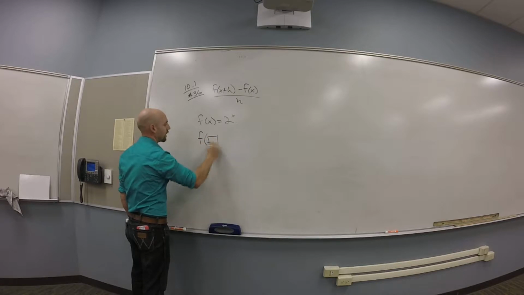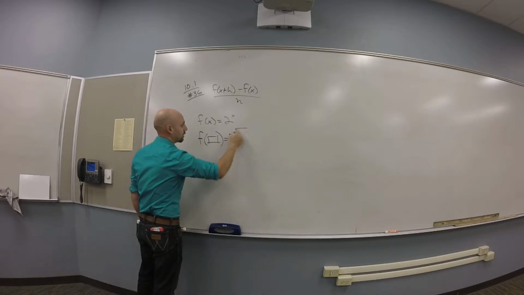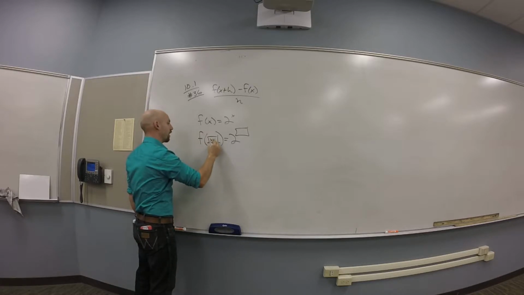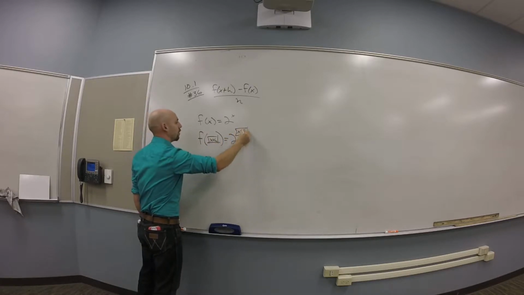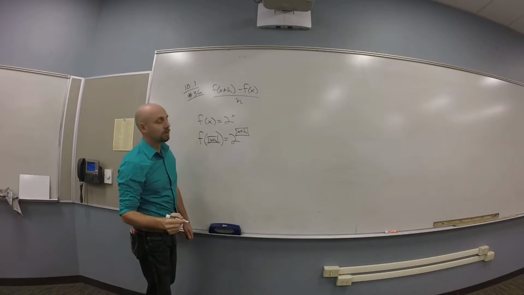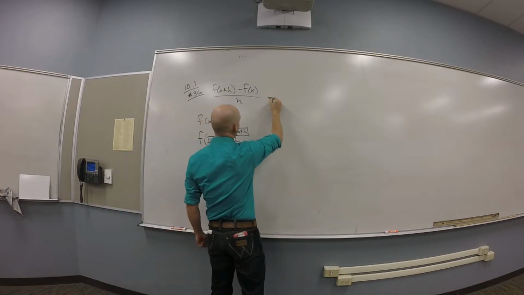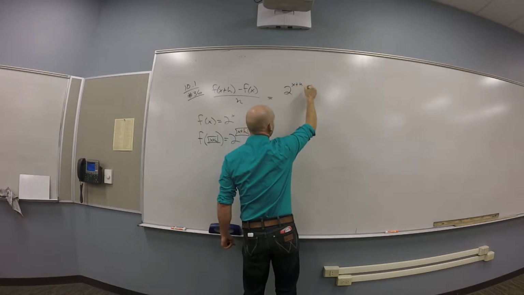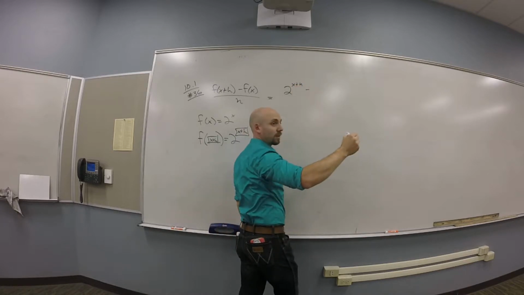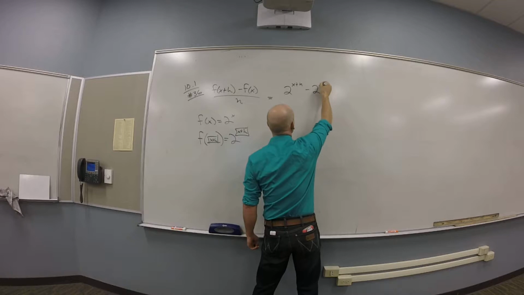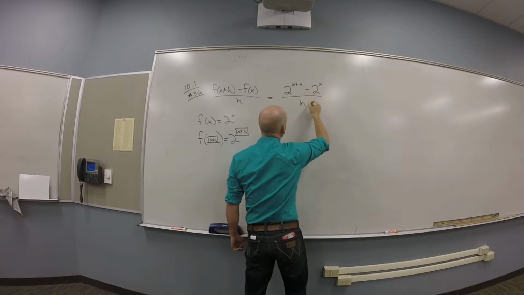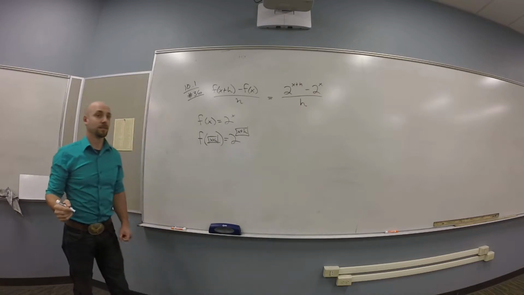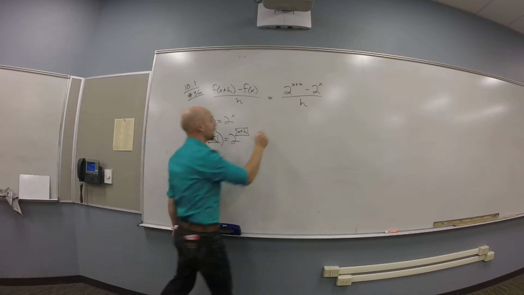So f of stuff is 2 to the stuff, yeah, 2 to the x plus h. So you put an x plus h in, you get an x plus h in the whole exponent, right? So my difference quotient becomes 2 to the x plus h minus 2 to the x, over h.